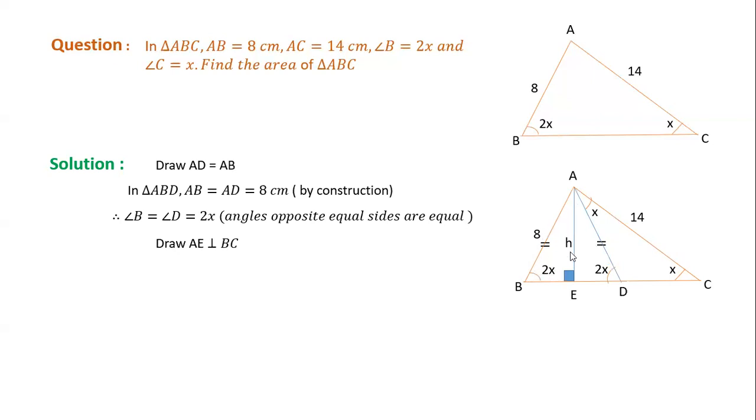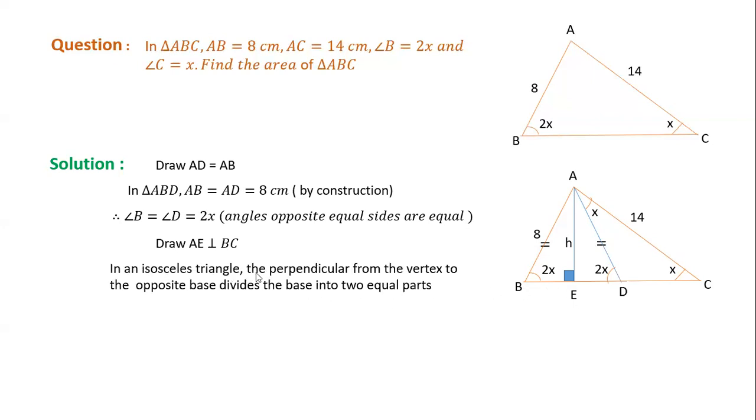Now, let us consider this particular triangle AEB. It is an isosceles triangle, and the perpendicular from the vertex to the opposite base divides the base into two equal parts. That means BE and ED both will be equal. Let us say it is equal to a. So BE is equal to ED is equal to a. Let us write it as a here.